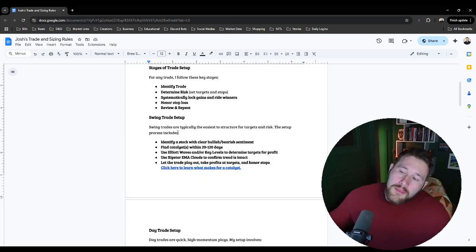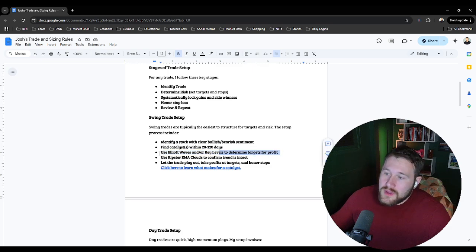So that's how I handle the portfolio construction outside of just the individual trades. I like to find catalysts within 20 to 120 days. We have a full walkthrough of what makes for a catalyst if you're curious what type of things I look for. I use Elliott waves or key levels to determine my targets for profit. I'm also using many of our different indicators. Again, that's another educational document you can check out. I use RIPs or EMAs often to confirm that the trend is intact. Usually the 9/21 is great for a continuation of a bullish trend. And then same thing, I'm systematically locking in gains and riding winners like I typically would.